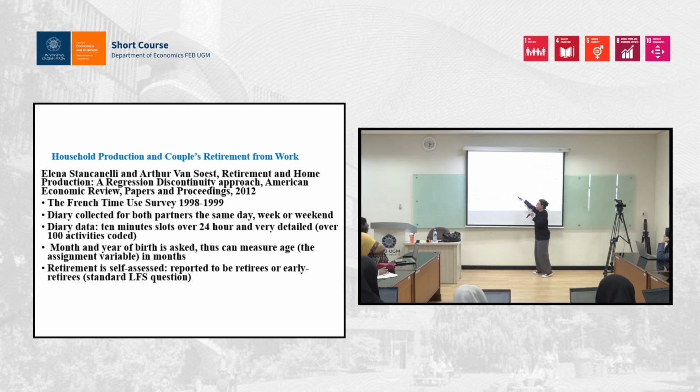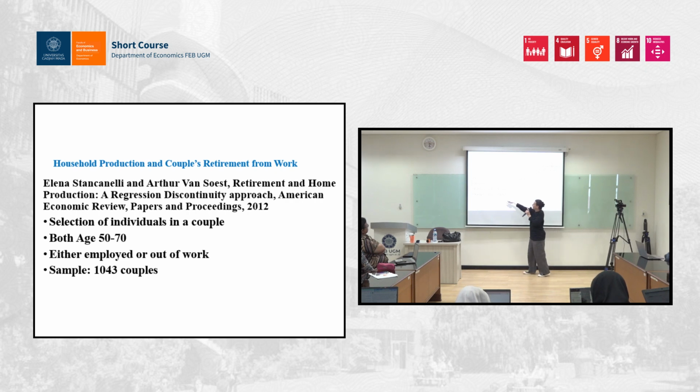What is nice in this French time survey is that you know the exact age of people. It's not only a question of how old are you, 65, 63, but it's really which month and which year were you born. So we can really identify who is already of retirement age and who is not, even if people still answer the survey, but you expect that they will know which month they were born, so that is precisely measured. And we know whether they say that they are retired from work or early retirees or if they are employed. So we're taking these couples, so we get 1,000 couples.